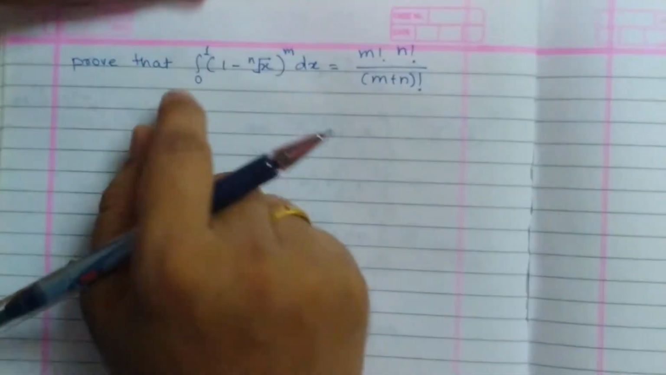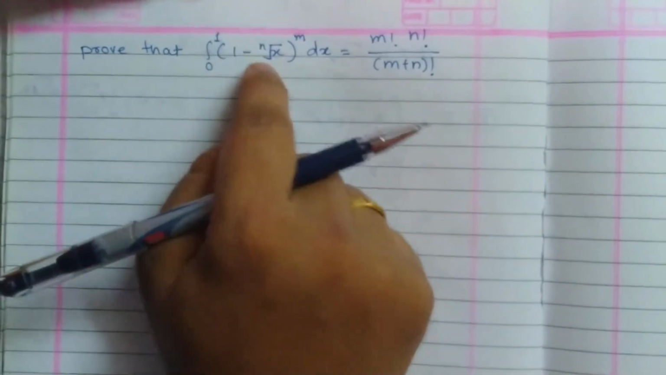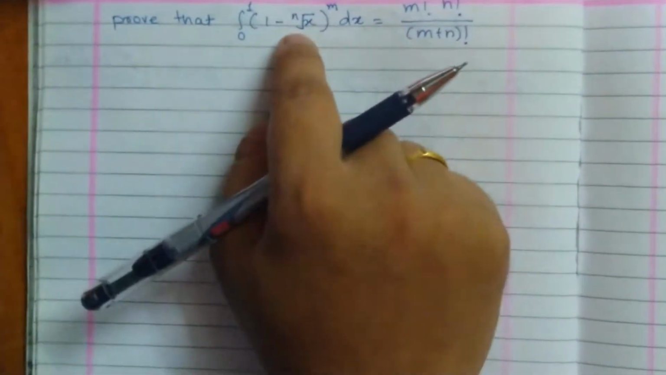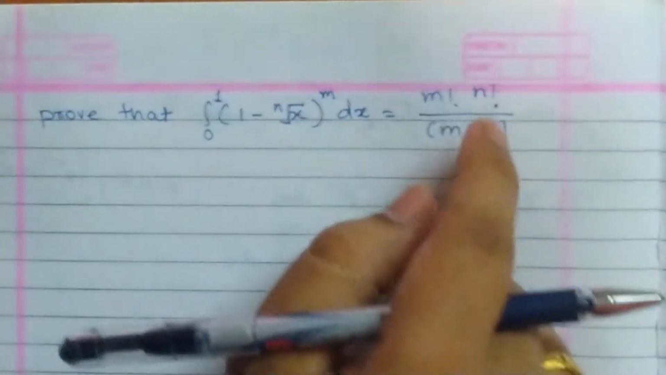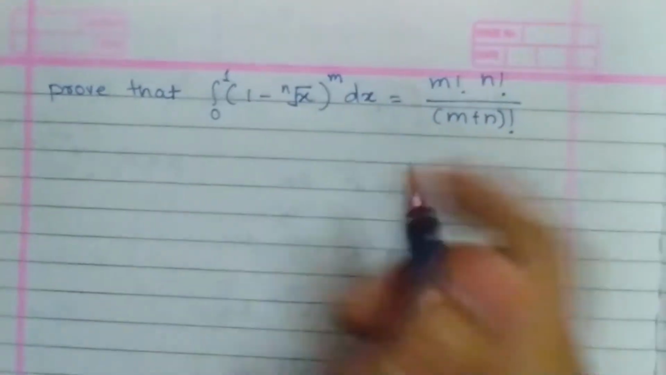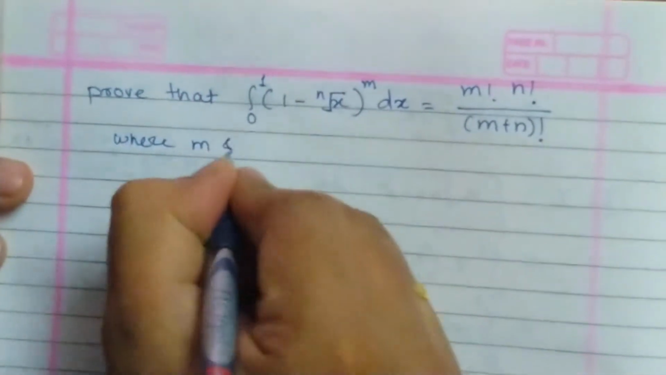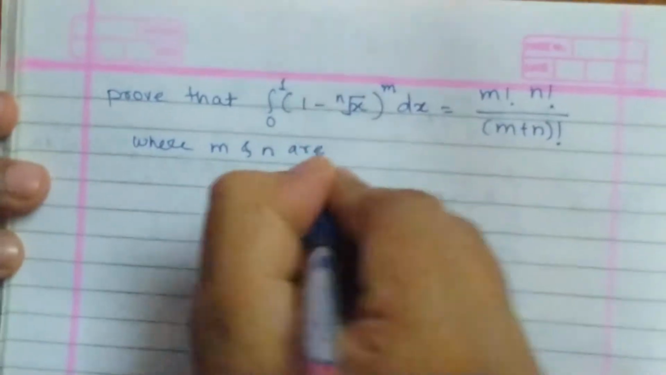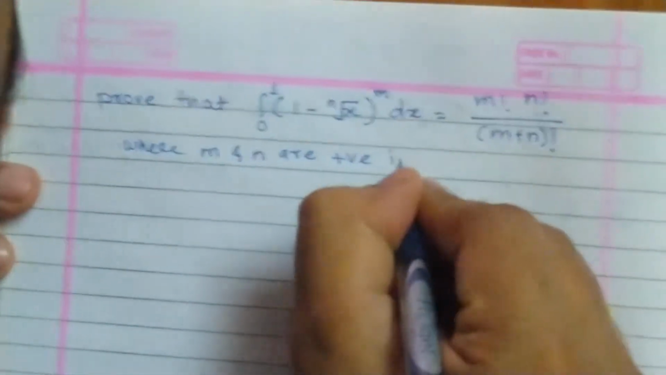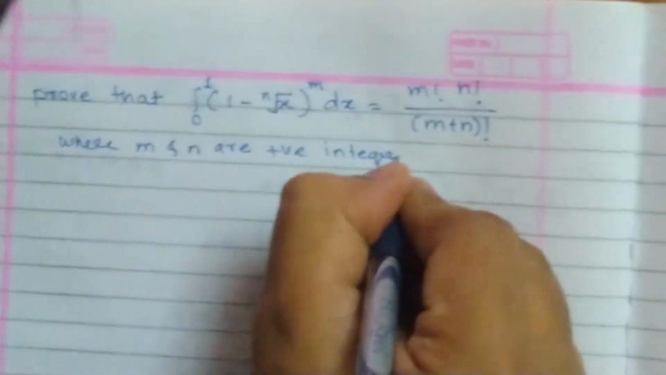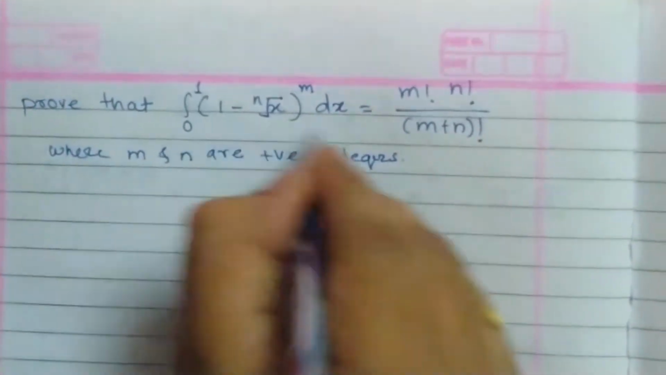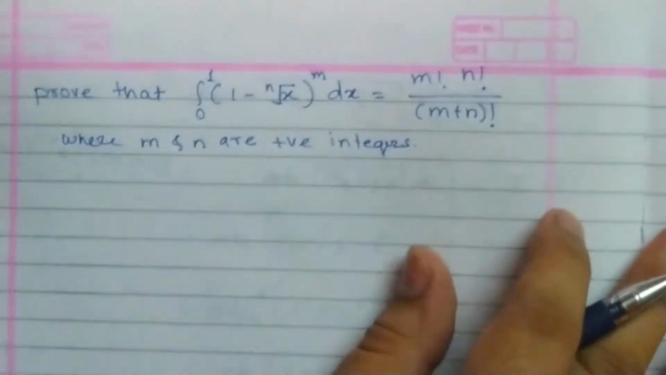The question is, prove that the integration from 0 to 1 of (1 minus nth root of x) raised to m, dx, is equal to m factorial n factorial upon (m plus n) factorial, where m and n are positive integers. So if m and n are positive integers, the value of this integral is this. That part we have to explain.